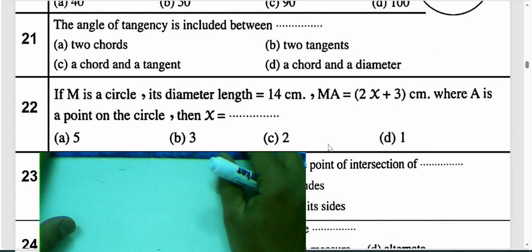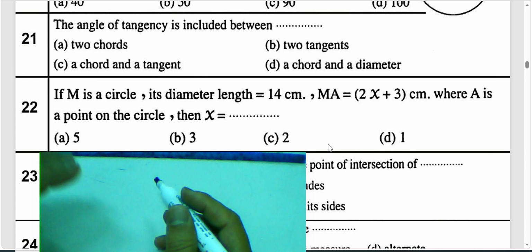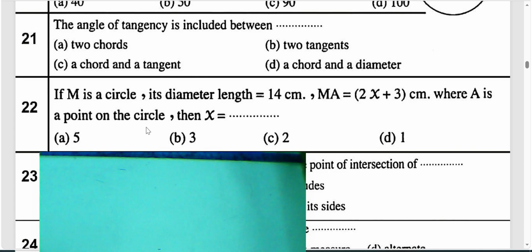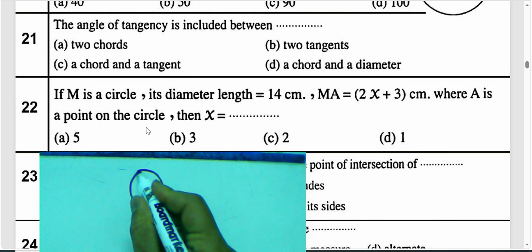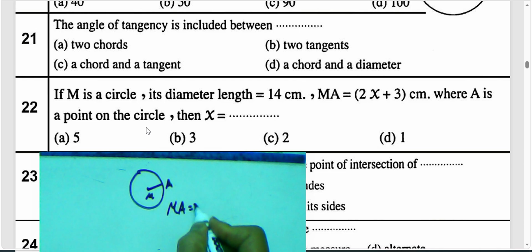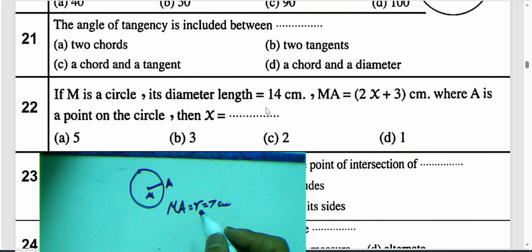M is a circle whose diameter length is 14 cm and MA equals x plus 3, where A is a point on the circle, and x equals what? What's the meaning of this? It means MA will be the radius because A lies on the circle. MA is equivalent to the radius. Do you know what the radius equals? It equals 7 cm because he gave you in the example that the diameter here was 14 cm. Half of 14 equals 7 cm.